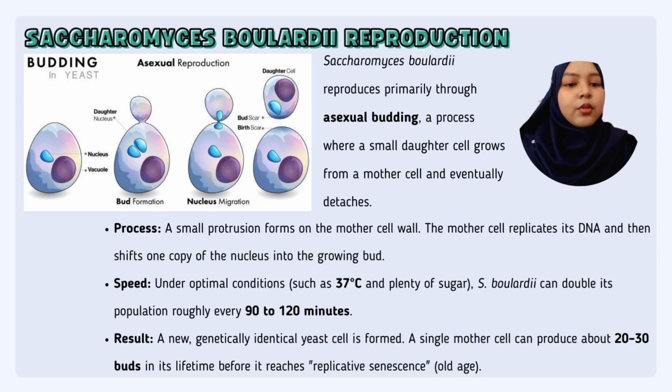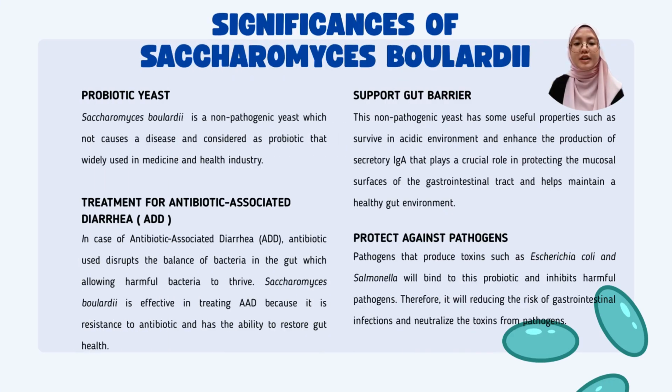At the end, a new, genetically identical yeast cell is formed, and a single mother can produce about 20 to 30 buds in their entire lifetime before it reaches replicative senescence, which is also known as old age. Next, I will talk about the significance of Saccharomyces boulardii.